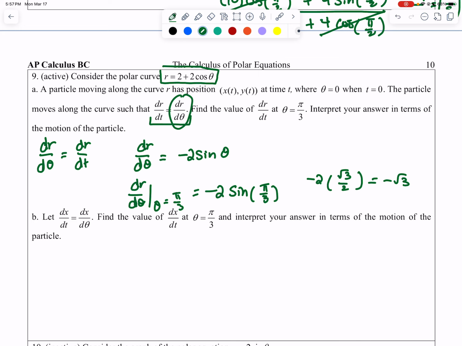All right, so what does this mean in terms of the context of the problem? If I have a -√3, this means that my radius is going to be getting closer to my origin right here. So we can say that the particle is moving closer to the origin at a rate of √3, since we know that dr/d theta, or in this case dr/dt, is less than 0 whenever we have theta being pi over 3.